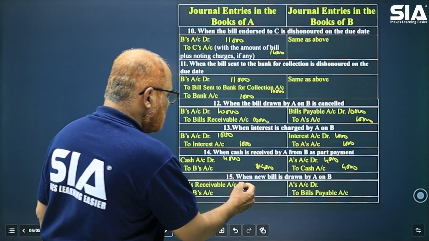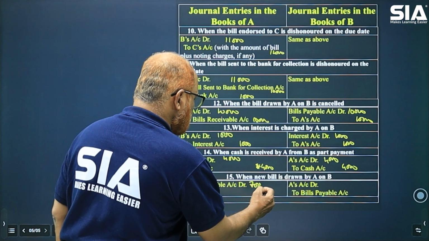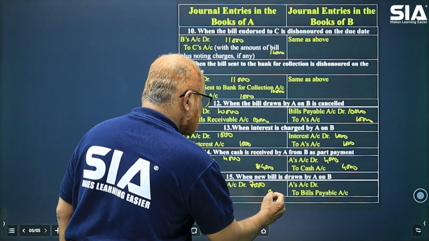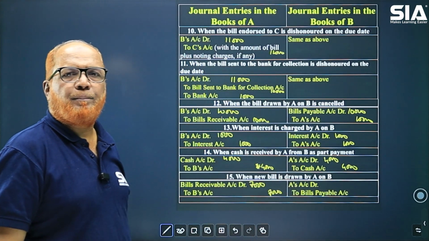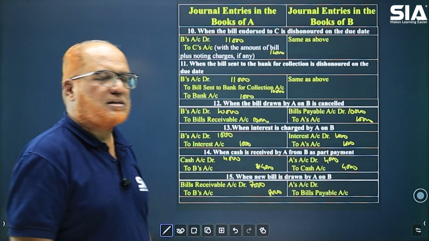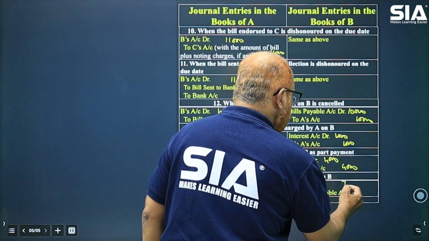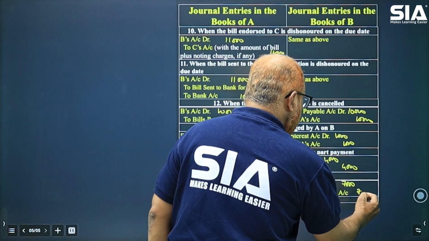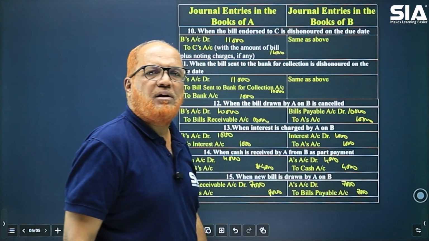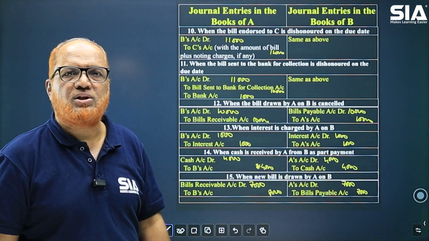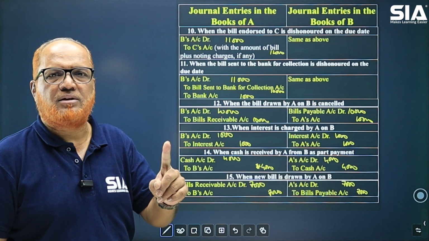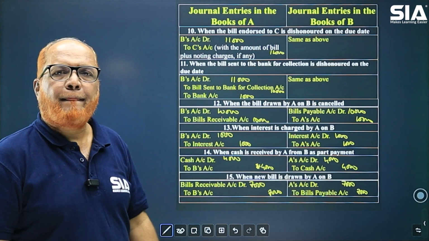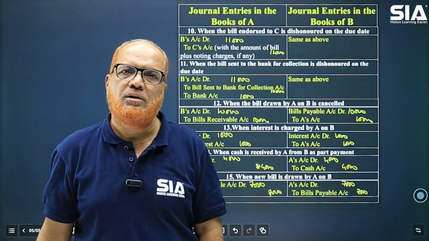So here bills receivable account debtor 7,000 to B's account 7,000. In the books of B, A's account debtor 7,000 to bills payable account 7,000. This 7,000 includes interest charges also, 1,000 interest charges. 6,000 is the original bill amount.